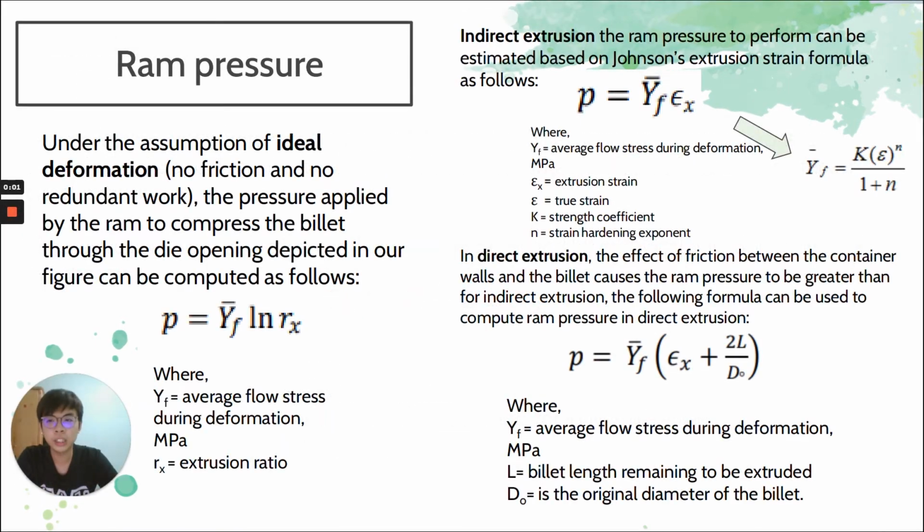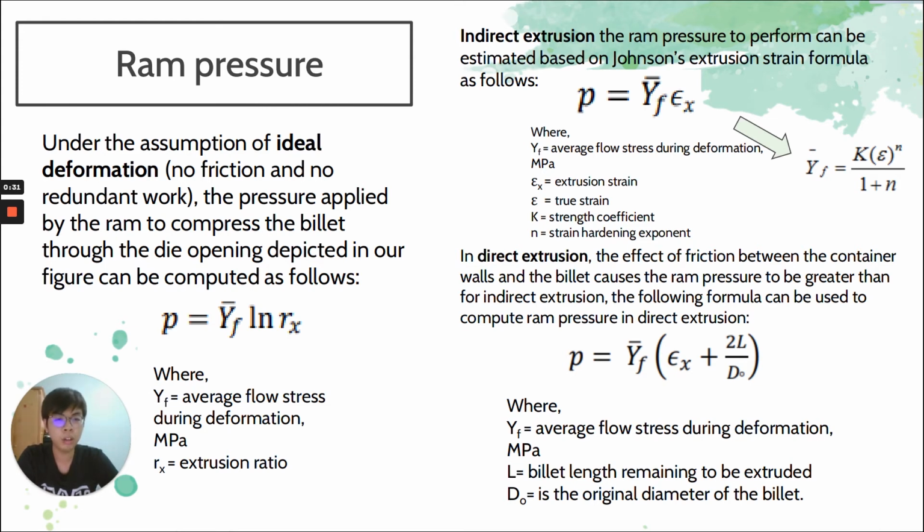The next derivation is the ram pressure. Under the assumption of ideal deformation with no friction and no redundant work, the ram pressure equals the average flow stress during deformation multiplied by the ln of the extrusion ratio. And in indirect extrusion, the ram pressure can be estimated based on Johnson's extrusion strain formula as follows, which is the ram pressure equals the average flow stress during deformation multiplied by the extrusion strain.